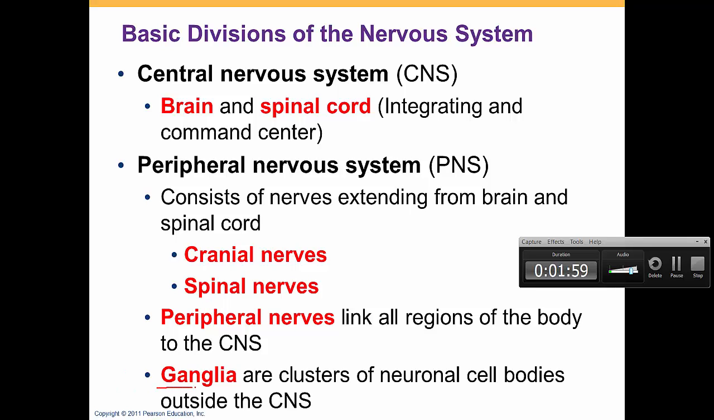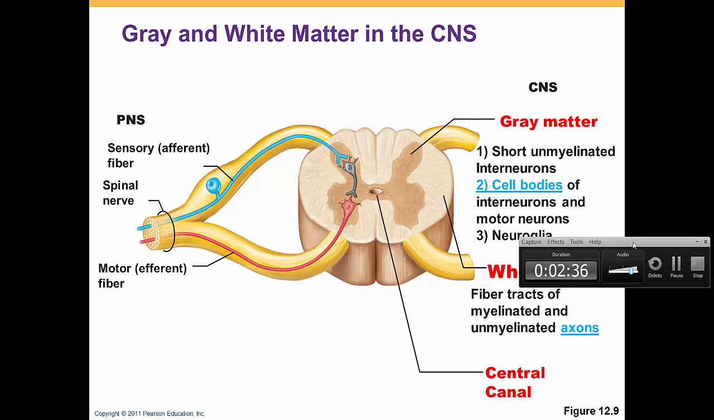Now the definition of ganglia. Ganglia are basically clusters or clumps or aggregations of neuron cell bodies that are outside the central nervous system. So usually the neuron cell bodies are located within the central nervous system. So if they are located in the peripheral nervous system, they will be in ganglia. So ganglia are basically clusters of neuronal cell bodies outside the central nervous system.